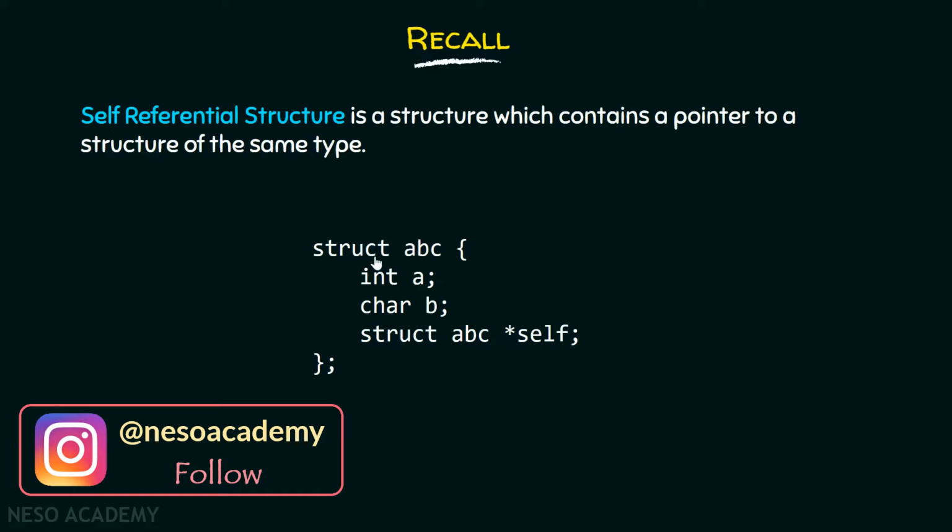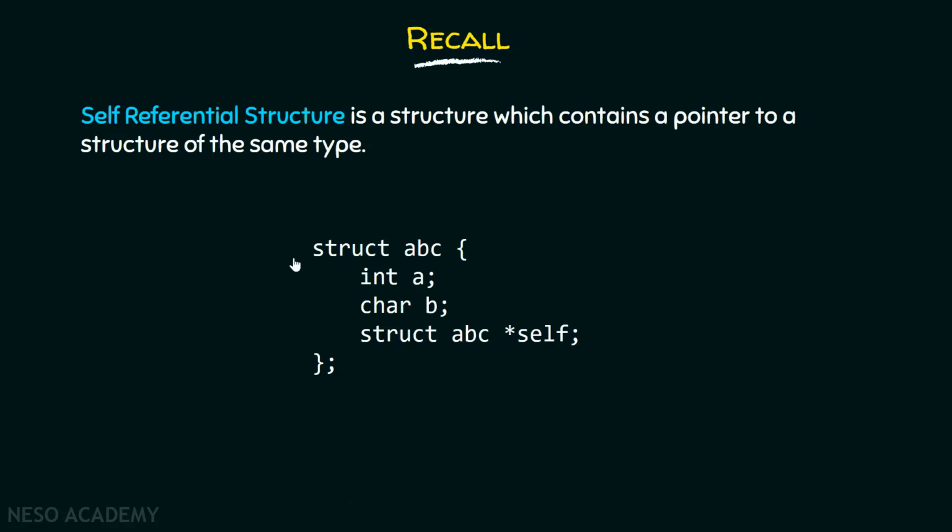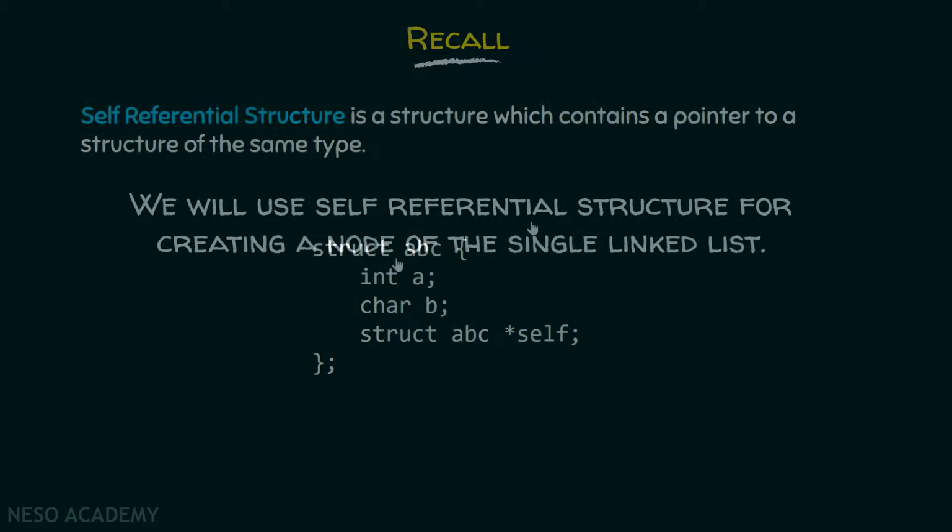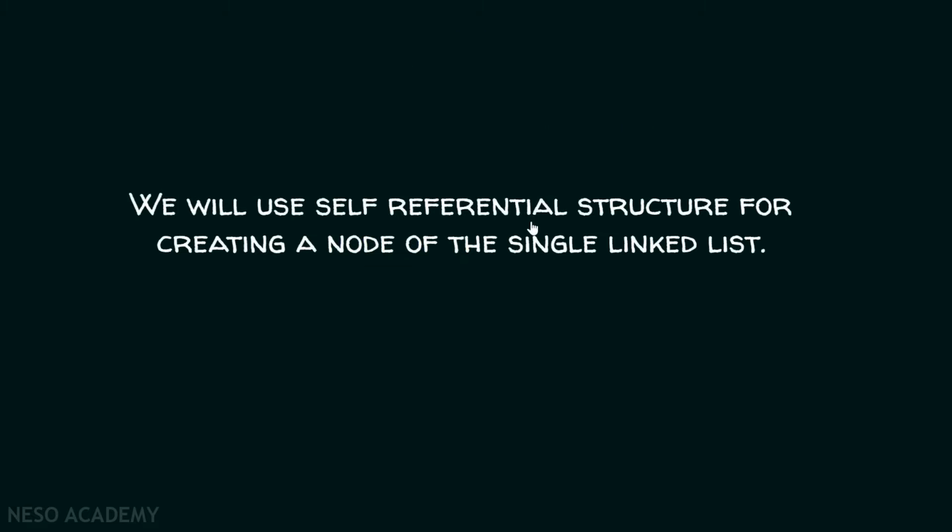I'm considering here struct ABC as a structure which contains a pointer to struct ABC only. That is why it is called a self-referential structure. It is referring to itself. So I'm repeating the definition again: a self-referential structure is a structure which contains a pointer, and this pointer is pointing to a structure of the same type. We will use this self-referential structure for creating a node of the single linked list.